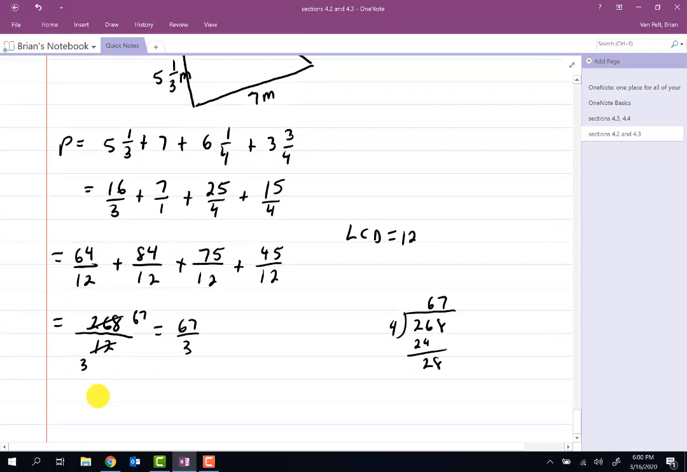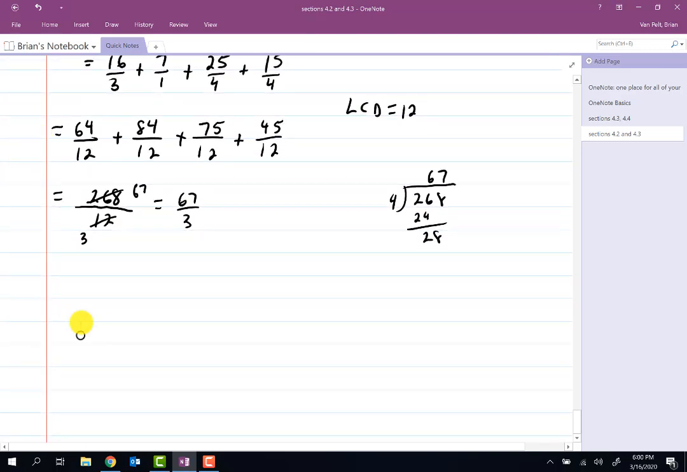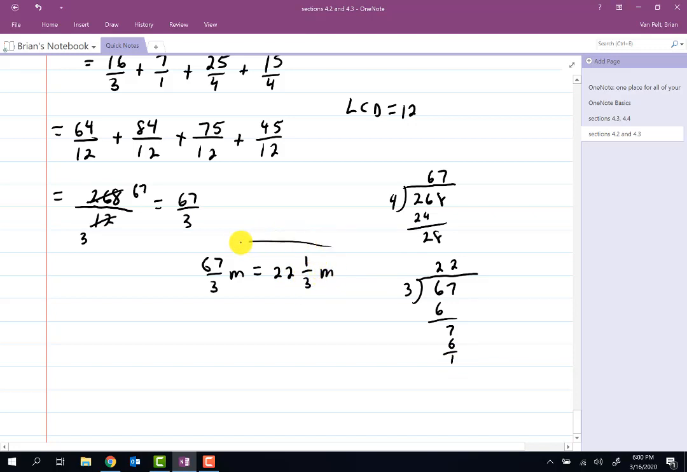Our units were in meters, so for my answer I can do 67 over 3 meters, or long division. That'll be 22 1/3 meters. And that takes care of all the material from section 4.3.